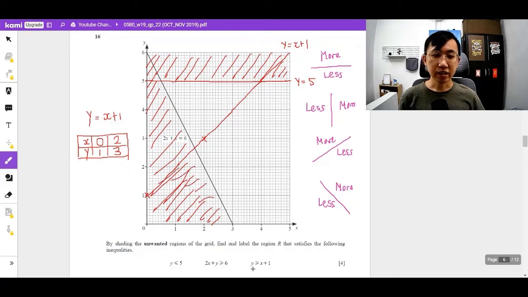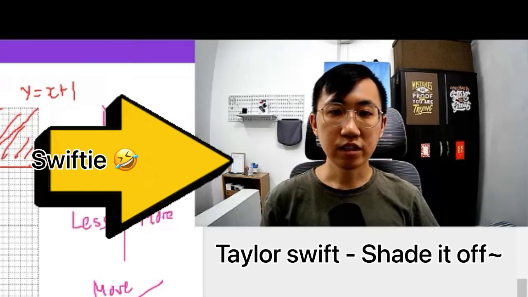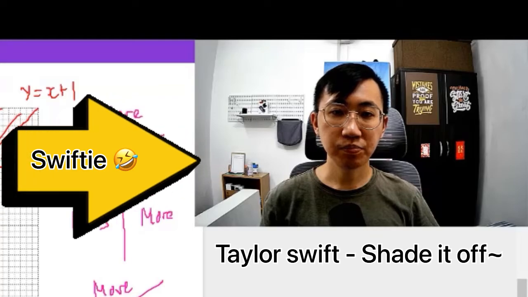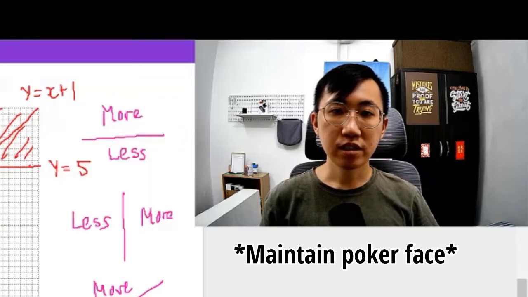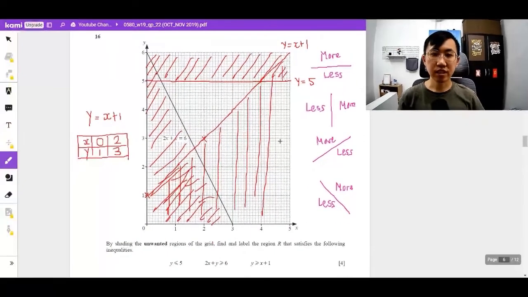Next part. y equals to x plus 1. So I already drew this graph right here. It's like slanting upwards. So you want the more region, so definitely is the top part. The less part, you shade it off. Okay, Taylor Swift, shade it off. Everything, shade it off. Nicely lah, shade it off.